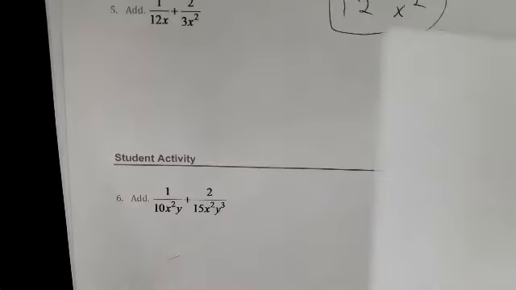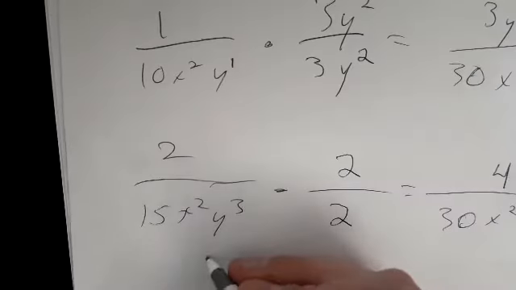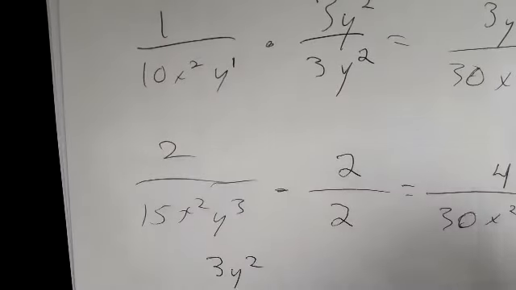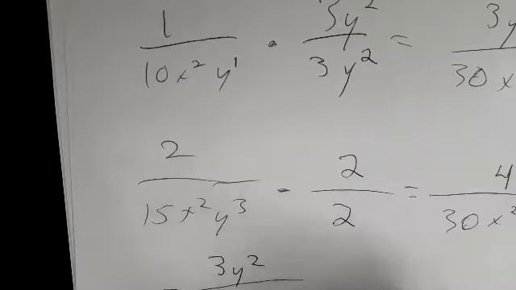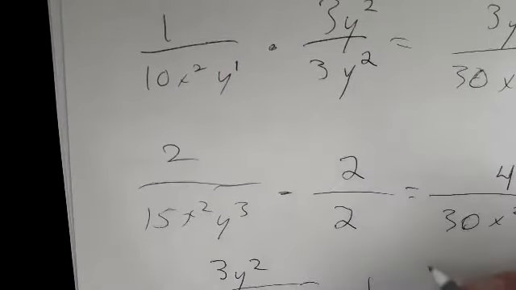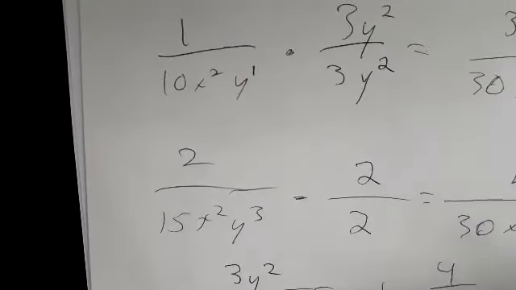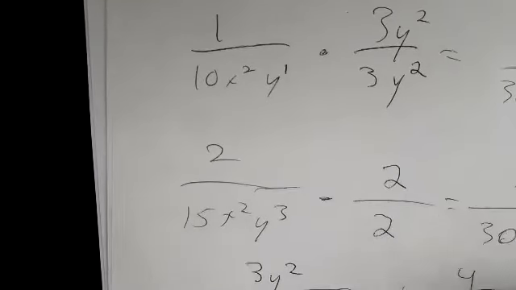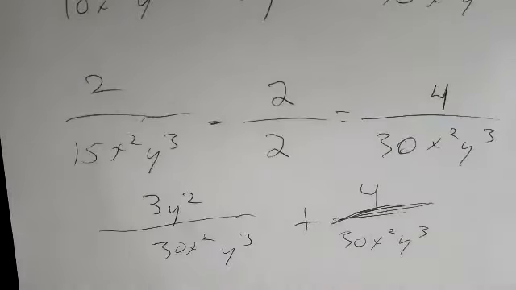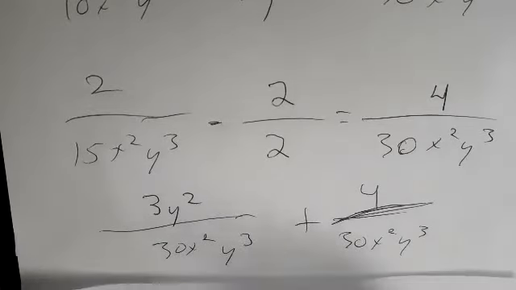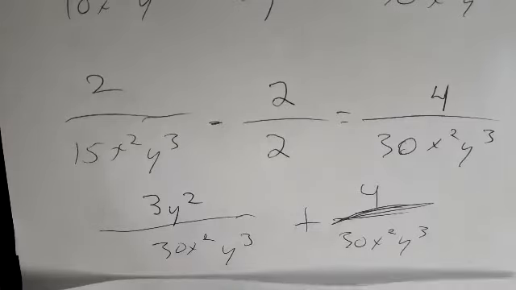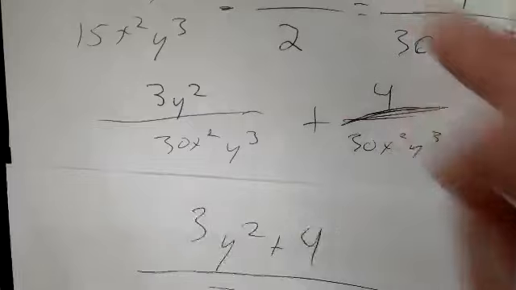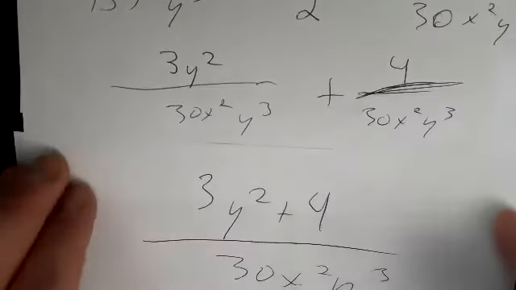And now, this was an addition problem. We got 3y squared over 30x squared y cubed, and 4 over that same thing, 30x squared y cubed. And we add these two things together. 3y squared plus 4 is on top over 30x squared y cubed.